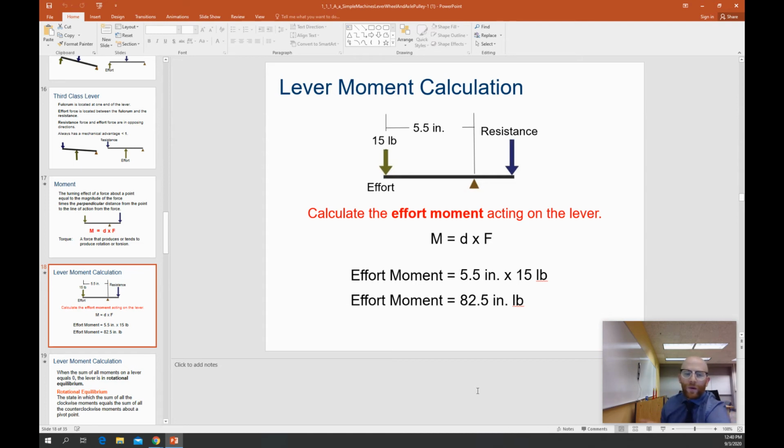So the reason why we're starting to talk about moments now is because moments have to do with force. We just looked at a couple slides that dealt with the distance of the effort arm, the distance of the resistance arm. That was talking about ideal mechanical advantage. That's all about the distance here. But now we're starting to talk about force. And why are we talking about force? Because we're starting to talk about actual mechanical advantage.